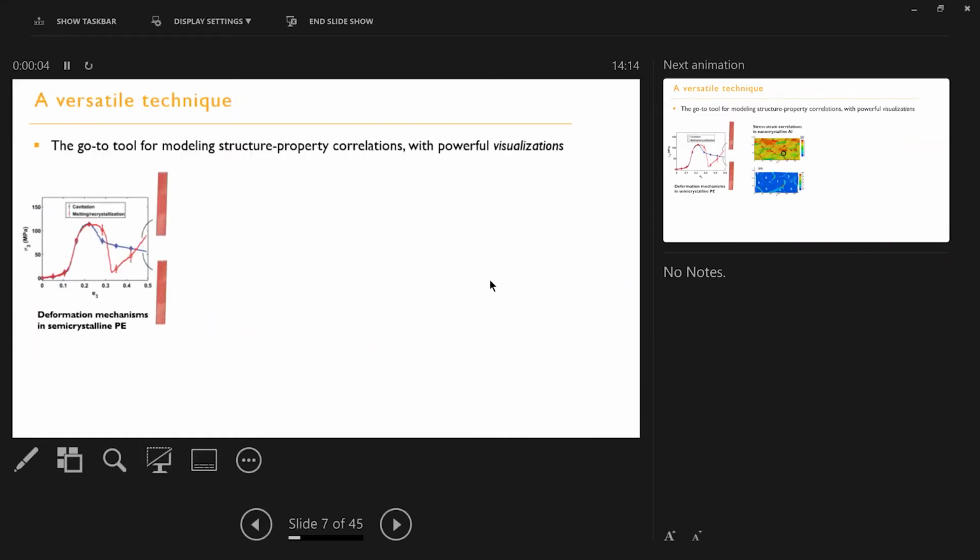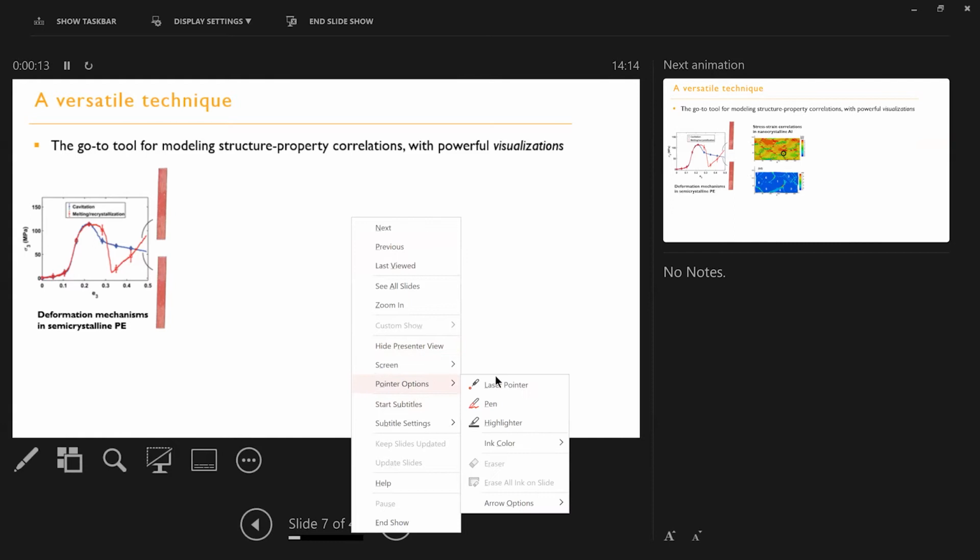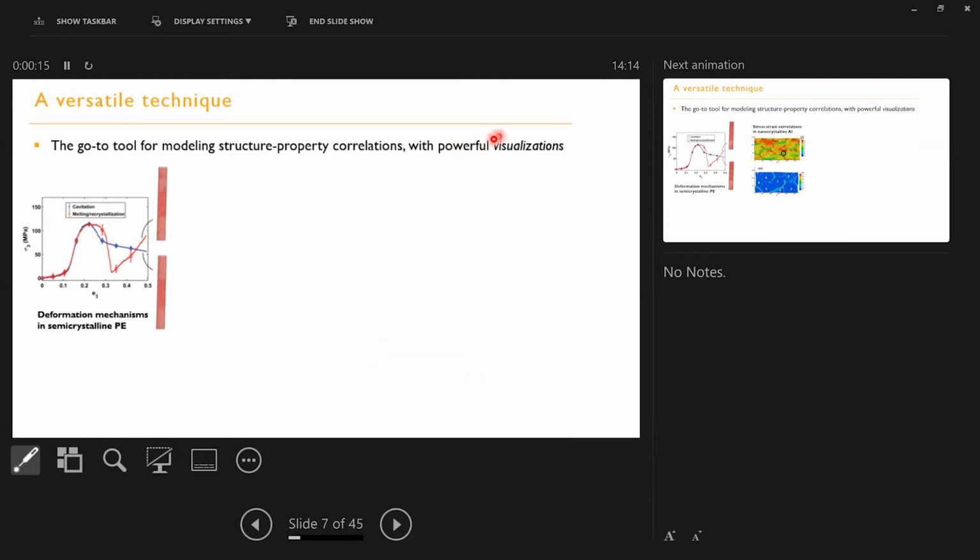And MD, as you know, is a very versatile technique. It can give you structure-property correlations at various length and time scales. The power behind MD simulations is that you can visualize what is going on at the nanoscale. When you do experiments, let's say a tensile deformation of some specimen, it's very hard to see what is happening at the nanoscale. You need very powerful, sophisticated analytical instruments to see these things. But with MD, it is much more straightforward.